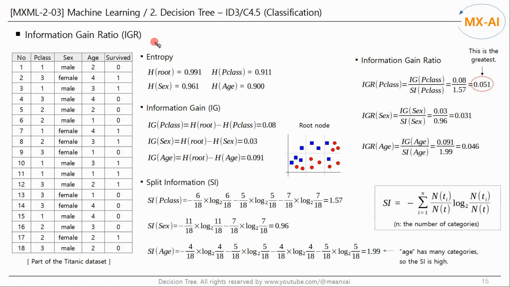Now let's take a look at the information gain ratio, IGR. In the last video, we used information gain to build an ID3 decision tree for this dataset as follows. The feature age yielded the greatest information gain, followed by P-class and then sex. So we first split the age feature, then split the P-class, and finally split the sex to create a tree like this.